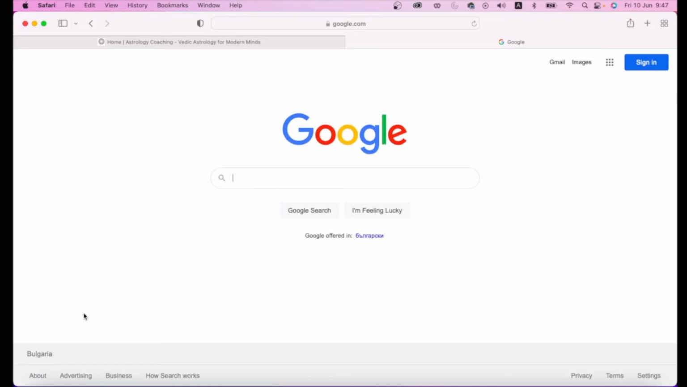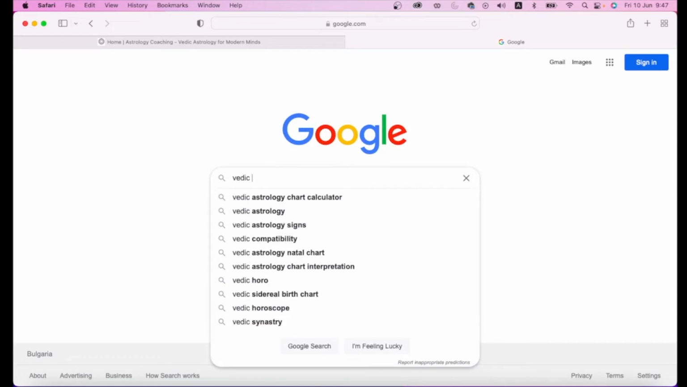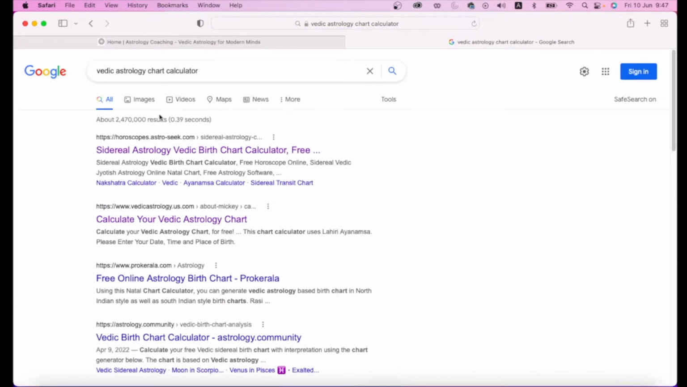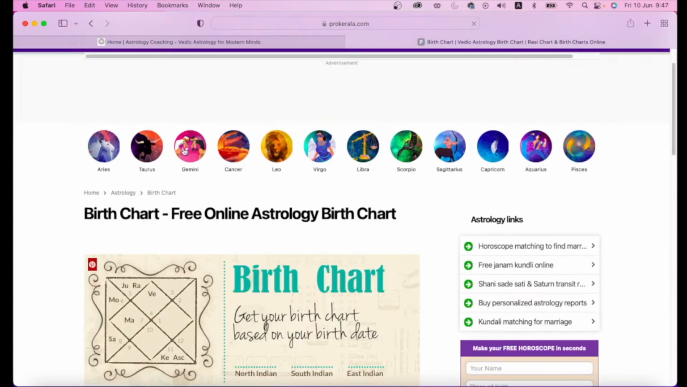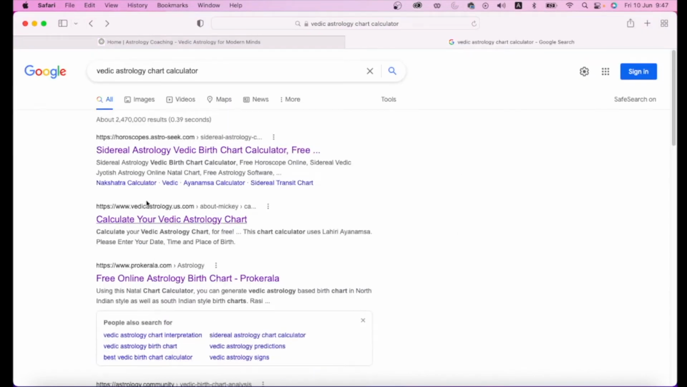The easiest thing you can do is go to Google and write "Vedic astrology chart calculator" if you don't have any software. You can see a lot of options for free online birth chart calculators. You can choose one of these websites. Of course, you have to be sure it is about Vedic, because sometimes they show you different types of calculations, and you have to use a specific system. Sometimes they give you options to choose from.